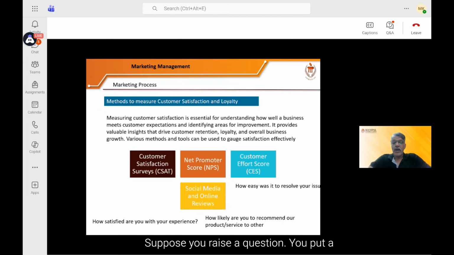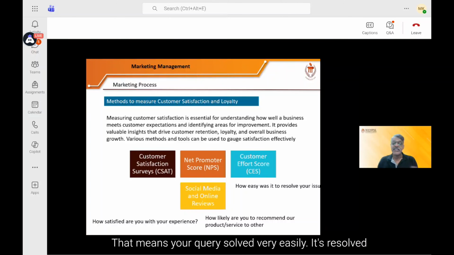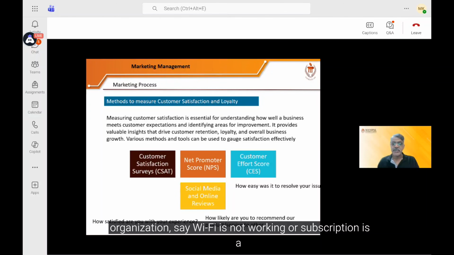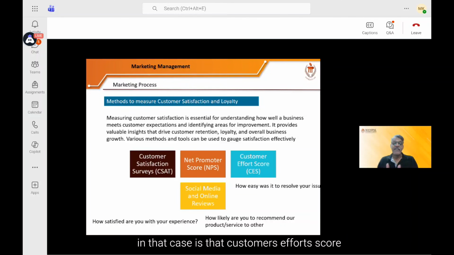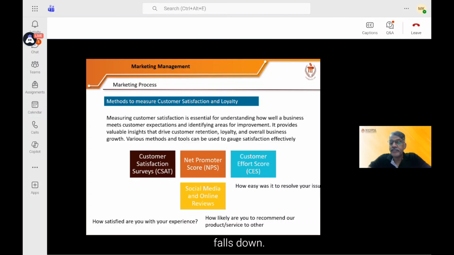Suppose you raise a question, you put a mail to the help desk of Manipal University Jaipur, and in 1 or 2 days your query gets solved. That means your query is resolved very easily, and your effort to reach and get the query solved is very low. Sometimes you put a complaint to some organization, say Wi-Fi is not working or subscription is a problem. When your complaints are not met immediately, the customer effort score falls down.